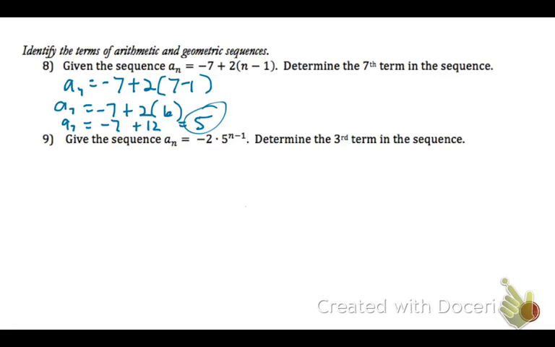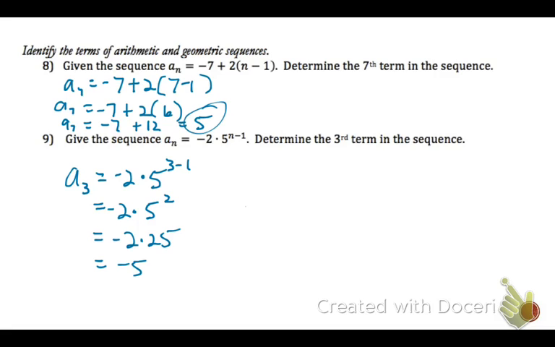Now we're given the geometric sequence, and I can tell because I've got a multiplier. So we want to determine the third term in that sequence. So we'll plug in 3 for n. -2 times 5 to the 3 minus 1 power. So negative 2 times 5 to the second power. Remember to do your powers first. So negative 2 times 25 is negative 50. So the third term in this sequence is negative 50.